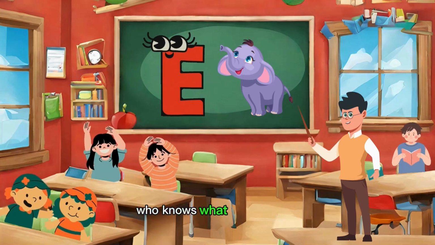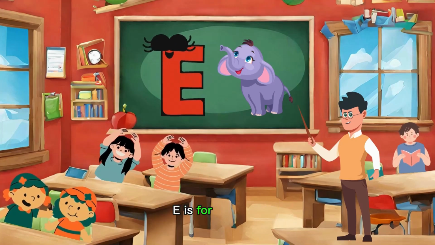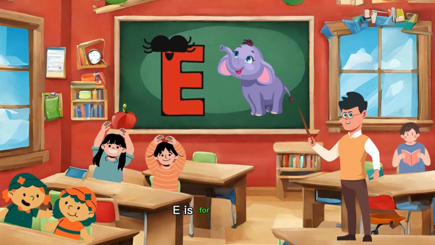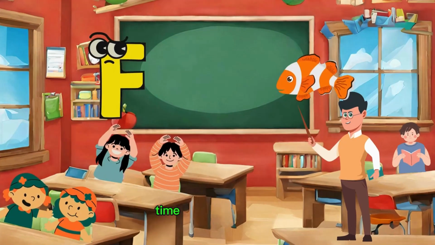Who knows what E represents? E is for elephant. Look at its big ears and long trunk. Let's say it together. E is for elephant. Time for our next letter.